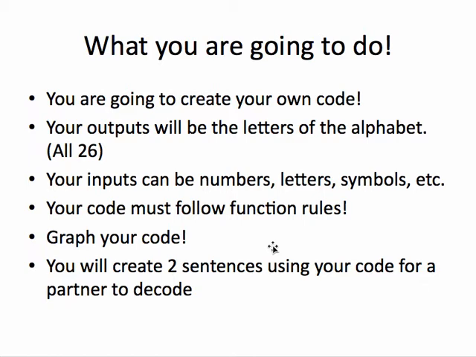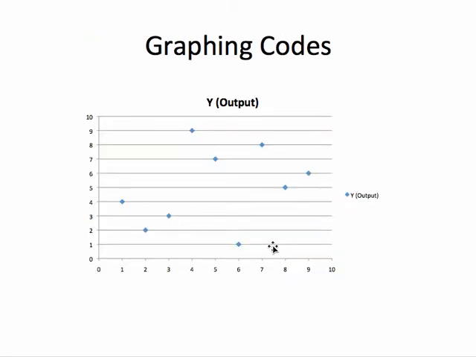Your code must follow function rules, so it has to pass the vertical line test. You're going to graph your code like we saw in this previous slide here. You're going to create a graph where you put your inputs down the bottom, put your letters of the alphabet on the side, and then plot your code there.